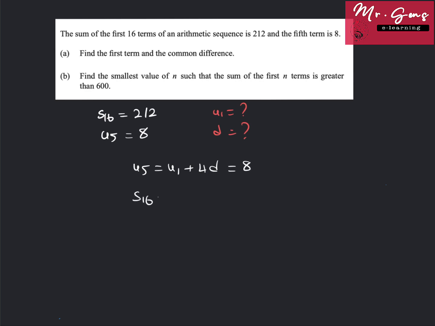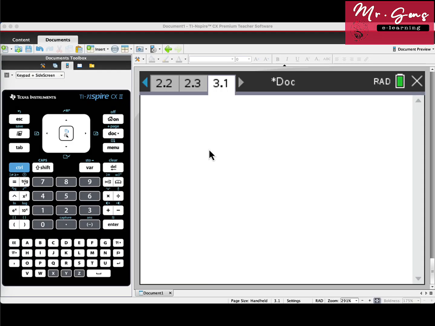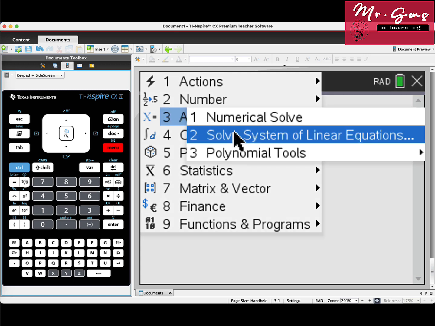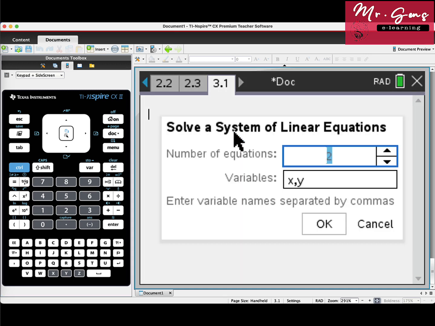Also, if we use the series formula, we can obtain the second equation. I'm not simplifying the equations. I will just enter these on Nspire. Go to the calculator window, menu 3. The second option is system of linear equations. I will enter U1 and D here.